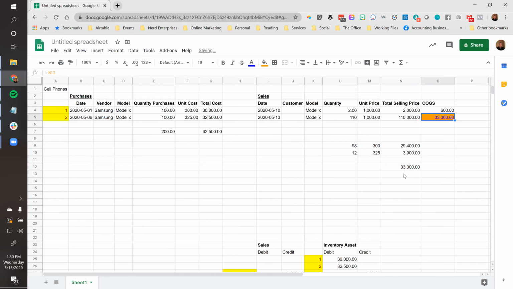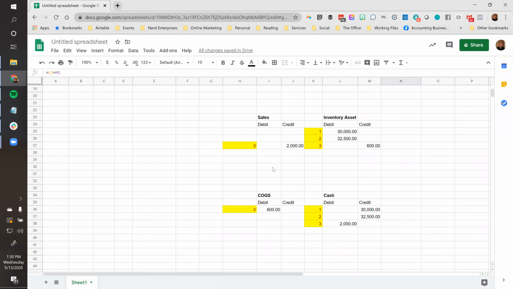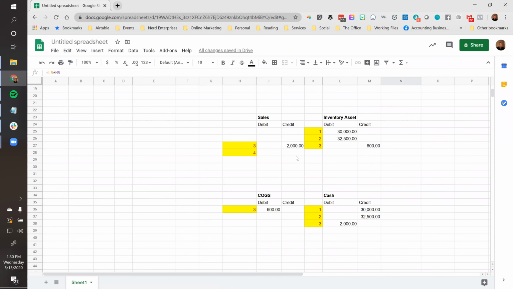Okay, and I'm going to go into QuickBooks next, and we're going to post this stuff so you can see it, so you don't have to take my word for it. So now we have cost of goods sold of 33,300. So here's what that looks like in transaction number 4. Let's start with the sales part. Right, total sales was 110,000.